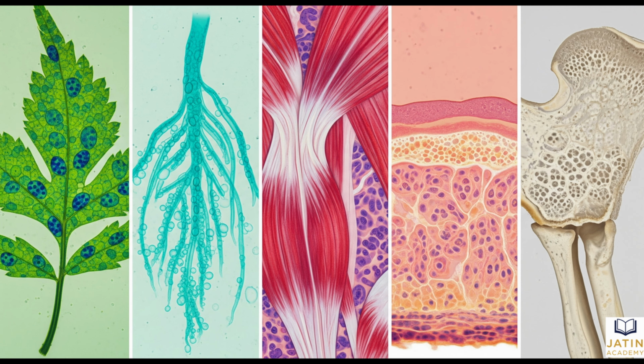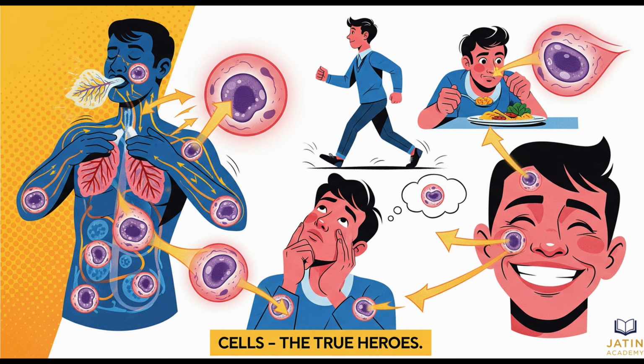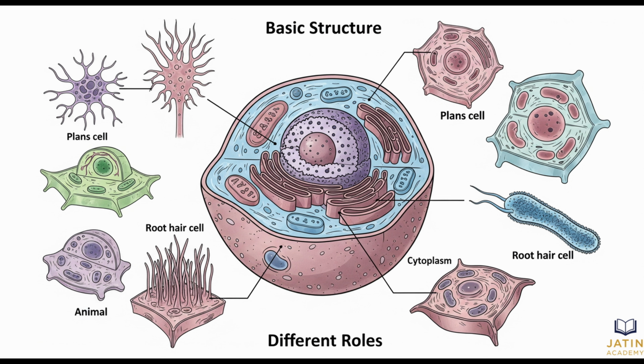Now think about this. Whether you look at a tree's leaves, its roots or trunk, or the muscles, skin, or bones of an animal, if you look through a microscope, you'll see cells everywhere. In every living part, there is one thing in common. They are all made of cells. The shape and size may differ, but their basic structure is nearly the same.